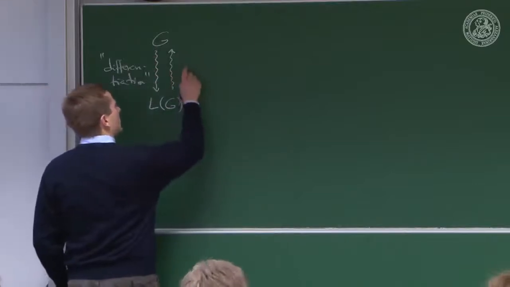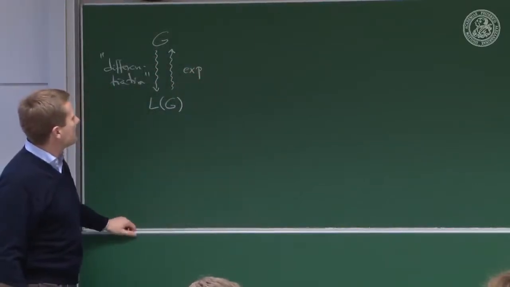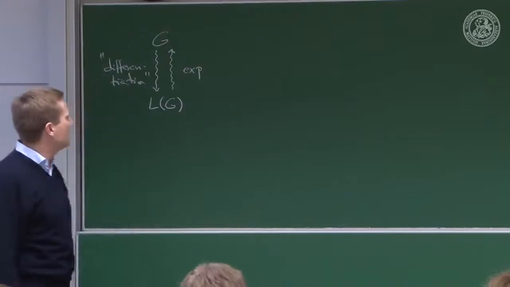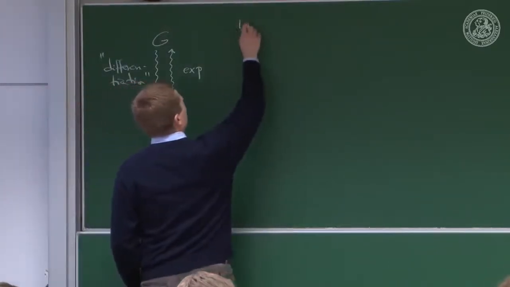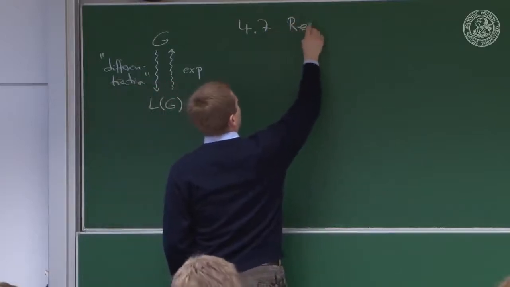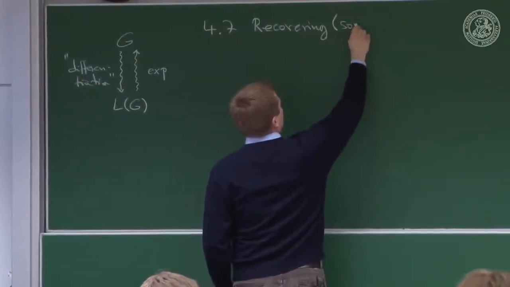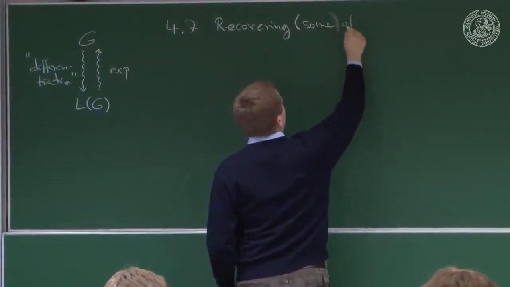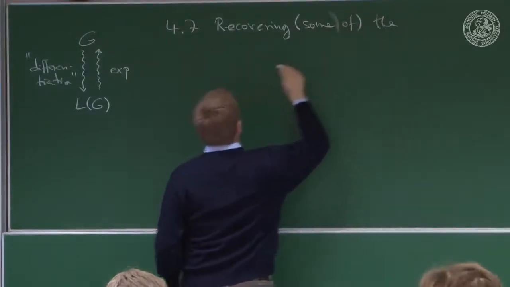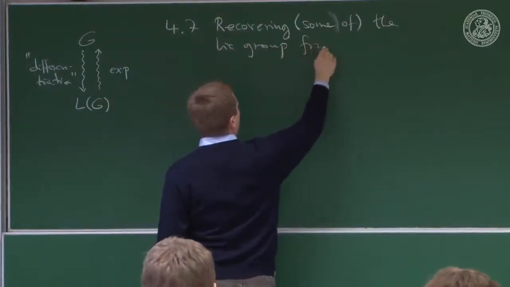And this going up there again will be achieved by something that we'll call the exponential map. So we have section 4.7, recovering, and let's be careful, some, maybe all, some of the Lie group from its Lie algebra.